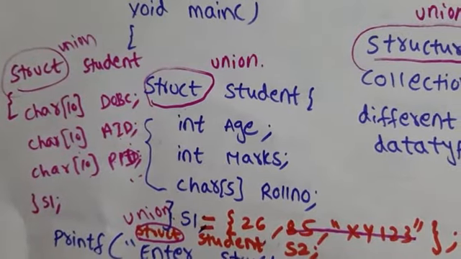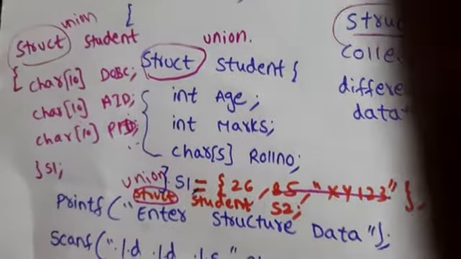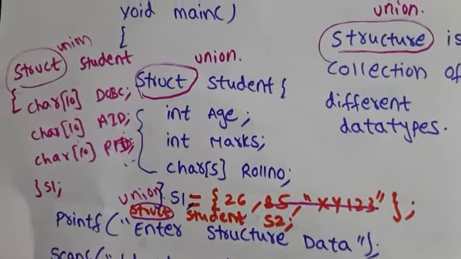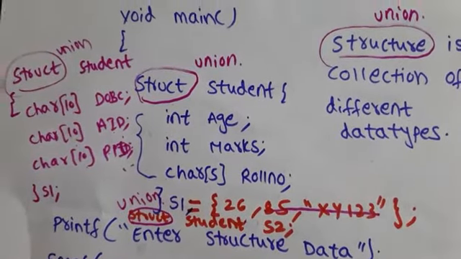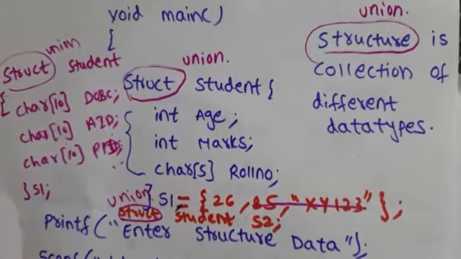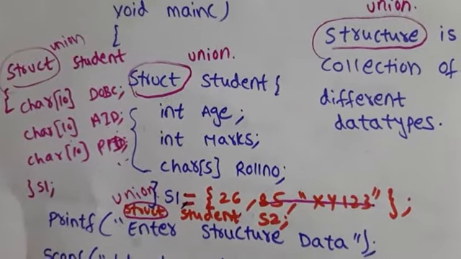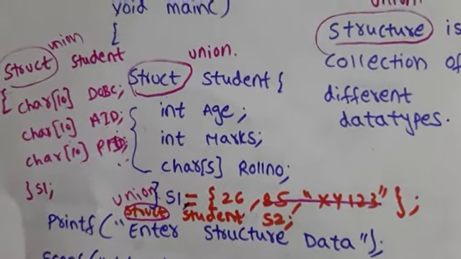So array is a collection of homogeneous elements, structure is a collection of different type of elements, also heterogeneous elements. Union is also a collection of heterogeneous elements. Differences, I hope you understood. Let us discuss the next concept here, the enumerated data type.